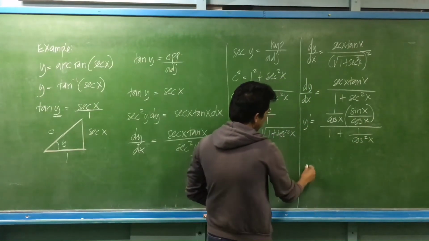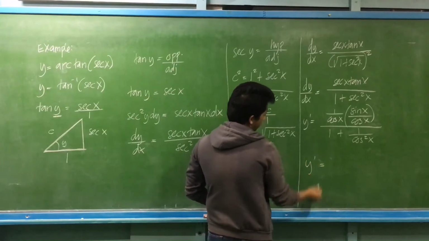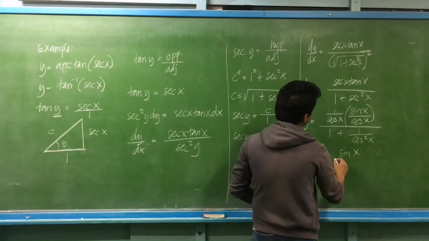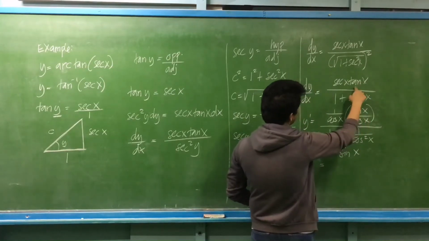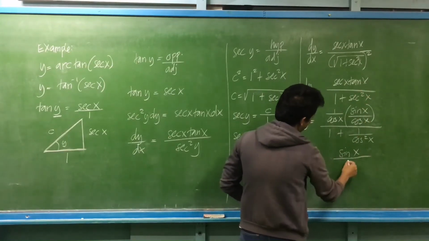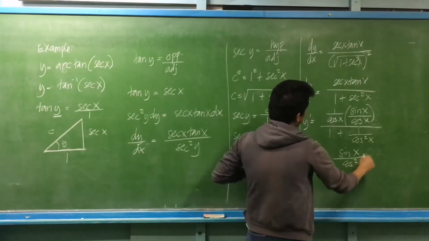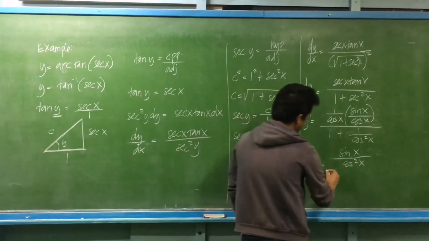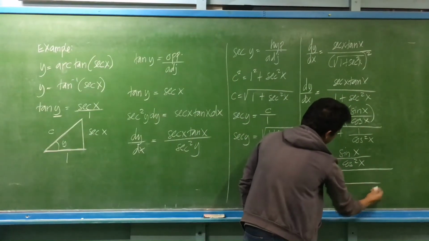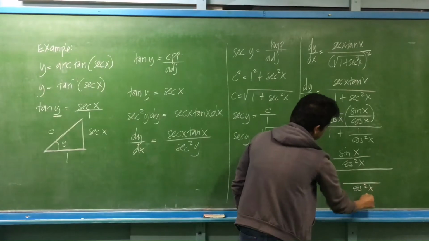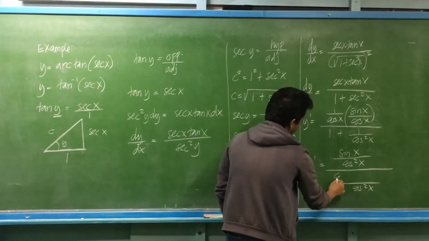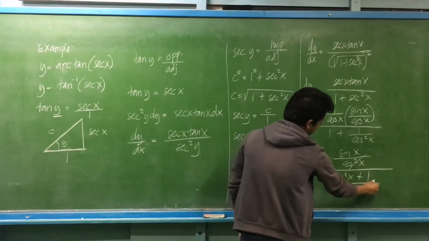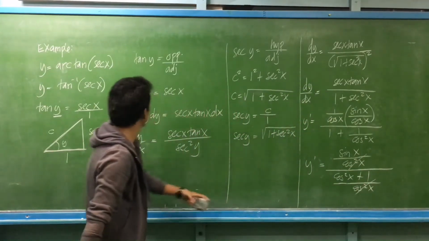So we may simplify. We have y prime is now equal to sine of x divided by the cosine squared of x, cosine times cosine. Then let's simplify the denominator. We have cosine squared of x, this is cosine squared of x plus 1. So we may cancel the cosine squared of x.